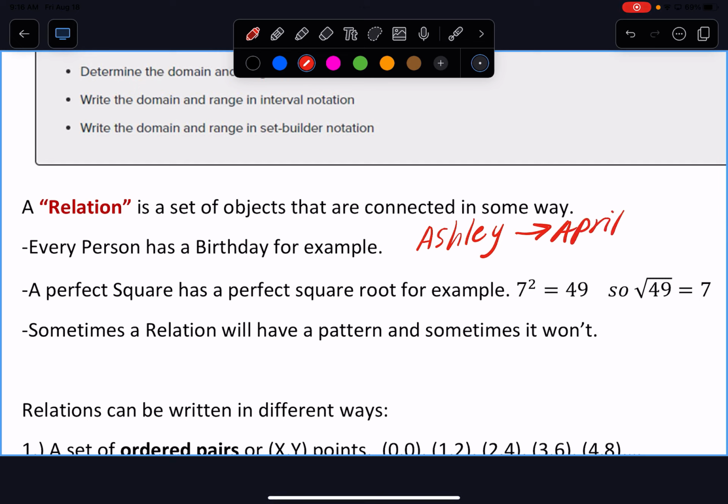A perfect square has a perfect square root, for example. 7 squared equals 49, so the square root of 49 is 7. Some relations will have a pattern, and sometimes a relation is a random set of x, y points. So it's just understanding a relation can be basically anything, random, or it can have a pattern.